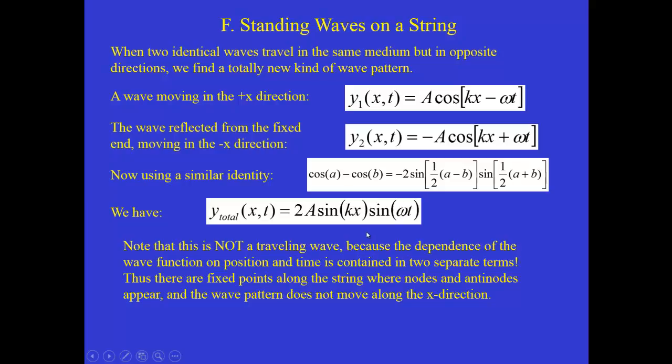As a result of this, there will be fixed points along the string where either nodes or antinodes appear, and those positions will not change with time. In other words, we're going to find out in just a second that there will be specific values of x along the string where the function will go to 0, and it will be 0 no matter what the value of time is, and those will be the positions of nodes. As a result of having the nodes and the antinodes always have the same locations, this wave pattern does not move along the x direction, and as a result we call this kind of wave a standing wave.